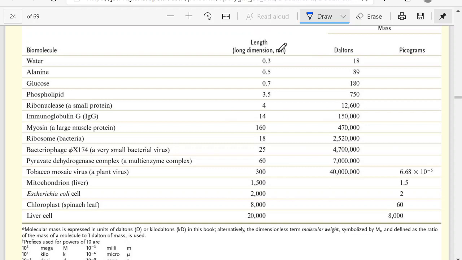So these are some examples of biomolecules and their lengths in nanometers. Here we have water, which is 0.3 nanometers, alanine is half a nanometer, glucose is 0.7, a phospholipid is about 3.5. If we move on, we have a ribosome, it's about 18 nanometers. Plant virus is 300 nanometers. Mitochondrion is 1500. An E. coli cell is 2000. And a liver cell is 20,000 nanometers, just to give you an idea of how big these things are relative to each other.